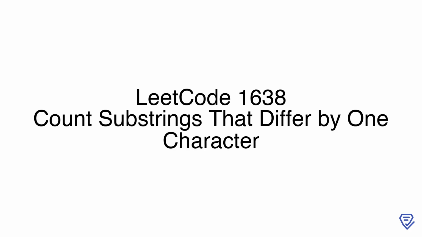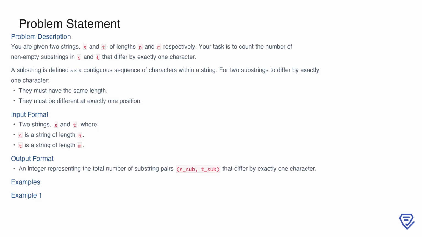Let's dive in. In this problem, we are tasked with comparing two strings, s and t, and counting all the pairs of non-empty substrings that differ by exactly one character. A substring is simply a sequence of consecutive characters within a string, and for two substrings to qualify, they must have the same length and differ in exactly one position. For example, the substrings cat and bat would qualify because they differ only at the first character. Our goal is to calculate the total number of such pairs across all possible substrings of s and t. The output will be a single integer representing this count.